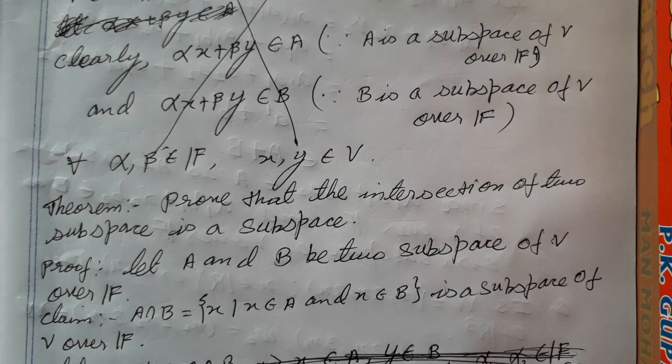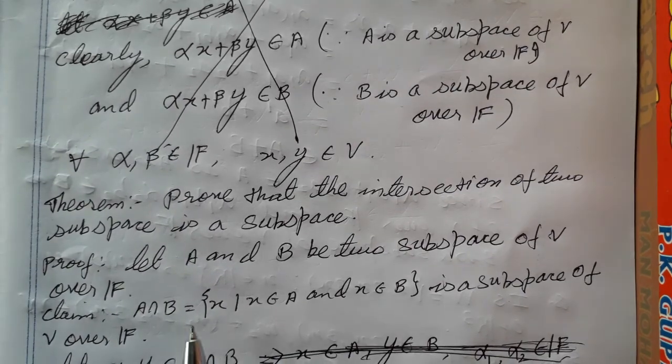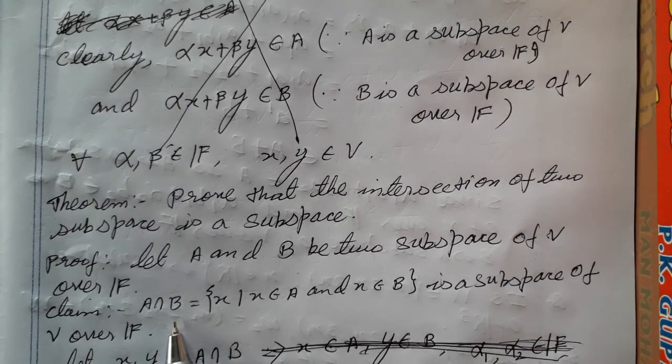In this video, I'm going to explain how to show that the intersection of two subspaces is again a subspace. So I'm taking here two subspaces, A and B, of V over the field F. We have to show that A intersection B is a subspace. Okay, so how to prove this?